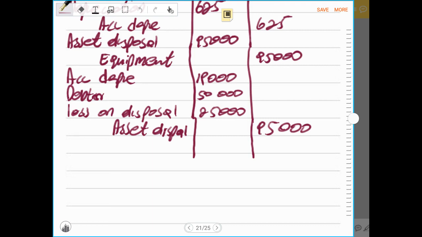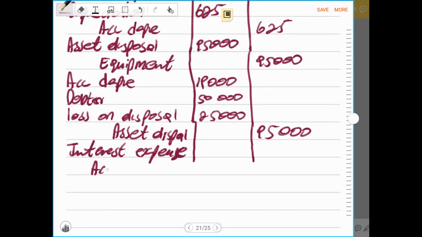So now we must do the last journal entry where we were told that there was an interest that was not paid. Therefore, any interest that is not paid, you debit interest expense and you credit accrued expense. Remember, accrued expense is an expense, an interest expense, that has not yet been accounted for. Accrued interest.